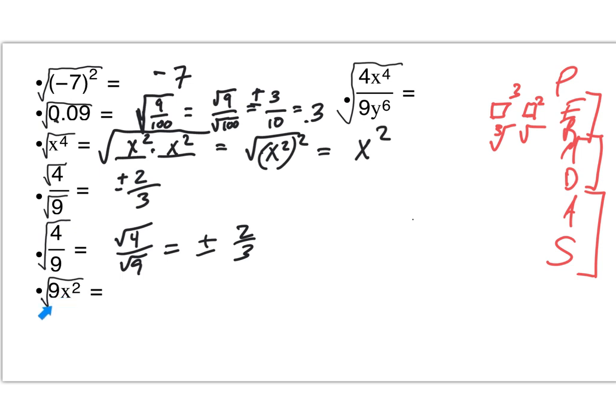Here we have only multiplying, so this can be split up as the square root of 9 times the square root of x squared. Square root of 9 is plus or minus 3. Square root of x squared is x, so plus or minus 3 times x, or just plus or minus 3x.